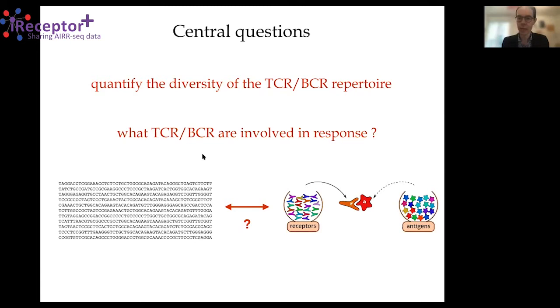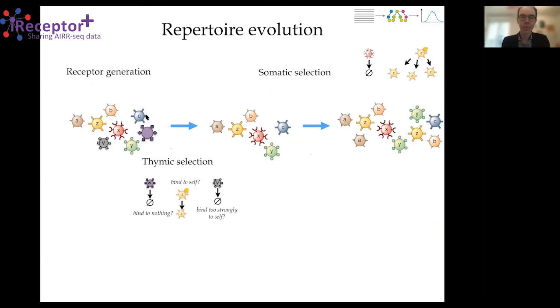So let me start with the diversity. As you know, the way the repertoire is formed is a multi-step process. It starts with receptor generation through VDJ recombination. This is followed by initial selection steps. In the case of T cells, this is through thymic selection, but something similar happens for B cells. After that, there's what I call somatic selection, somatic evolution, that happens in the periphery and in lymph nodes and so on, of the lymphocyte clones that can expand or die as a function of what happens to them. So let me first focus on the receptor generation part.